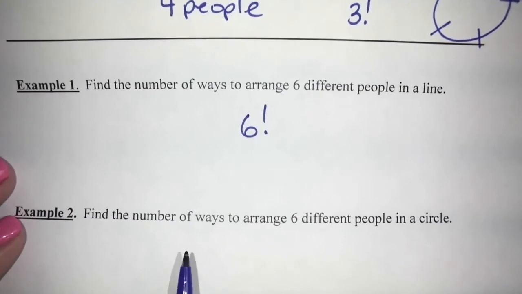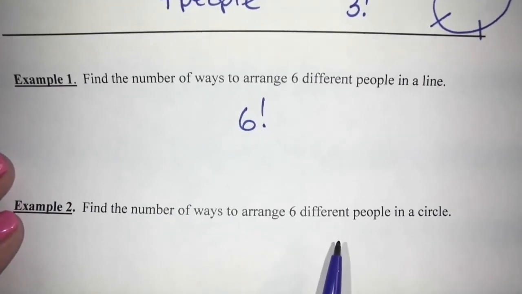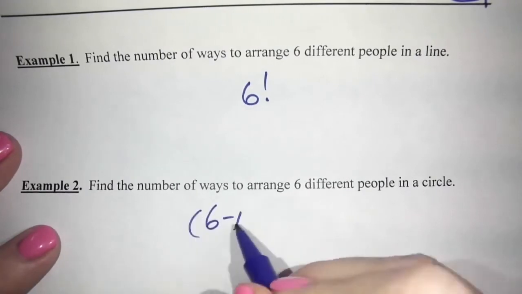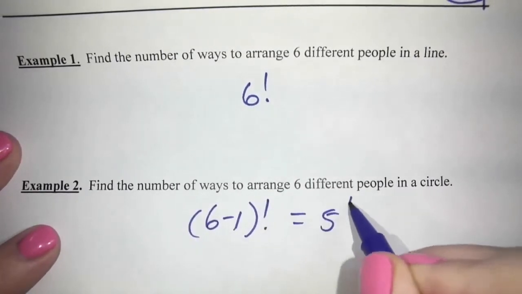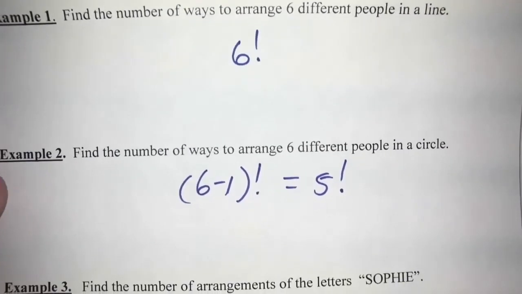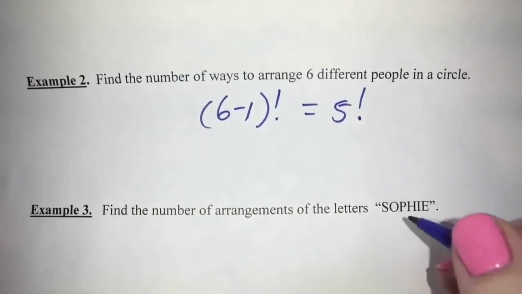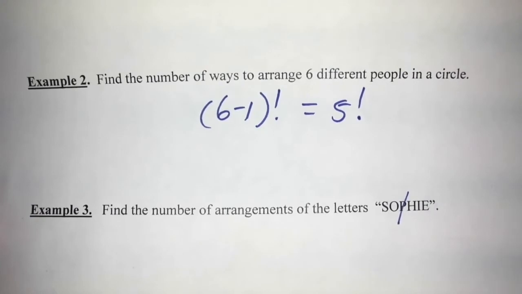And here, if we have the number of ways to arrange 6 different people in a circle, this would be 6 minus 1, or 5 factorial. Now, if we have the number of arrangements of the letters of Sophie, this is 6 different letters. We'll talk about repeating letters later in prep, but for 6 different letters, it's the same thing as if we had 6 different people. So it would still be 6 factorial.